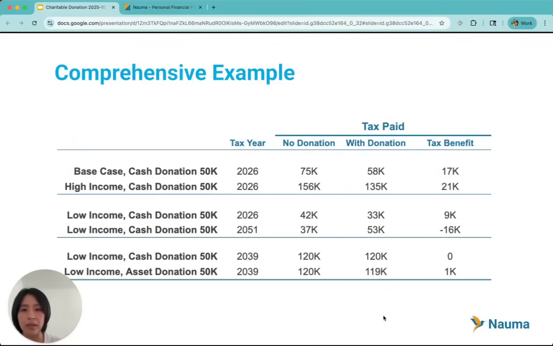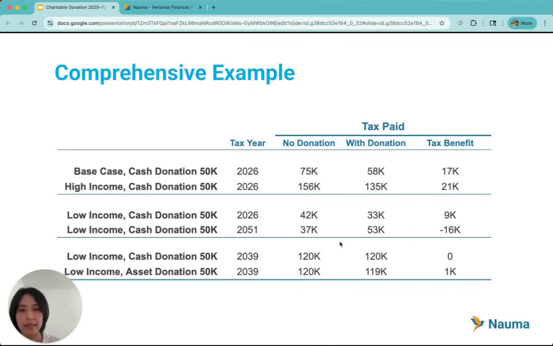Here's the summary. We ran 3 examples. The first one compares different incomes. If it's the base case, we save $17,000 on the cash donation. On the other end, if we're making another $200,000 in that year, as a high income year, we're saving $21,000 on tax. There's a $4,000 difference.